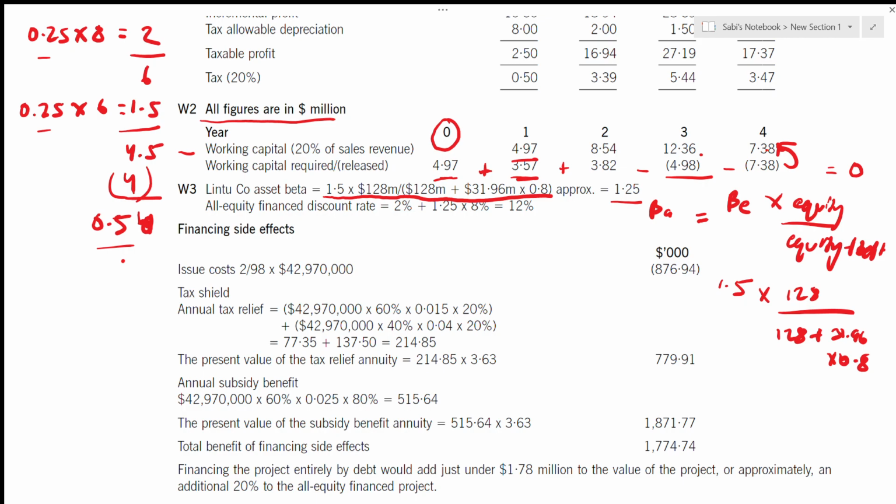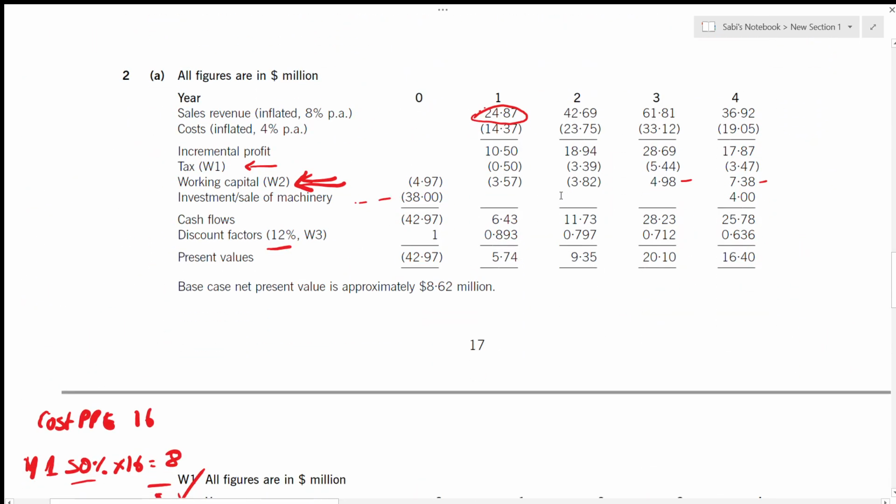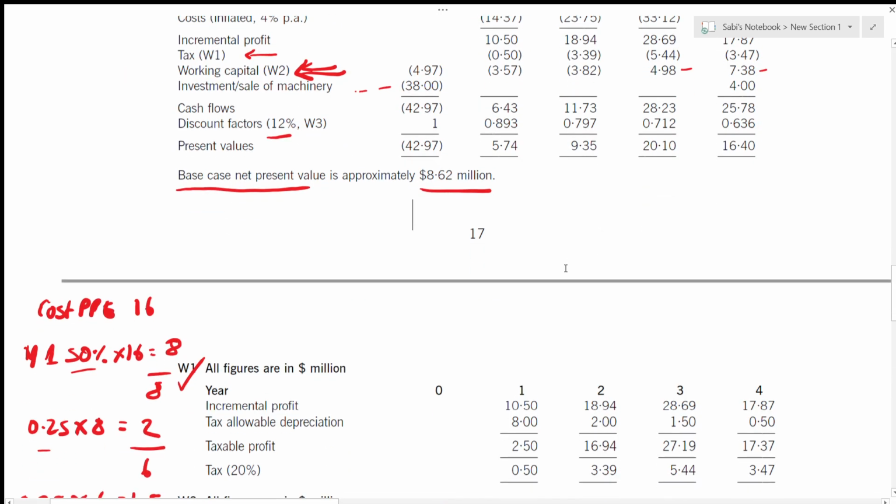So that's why that 1.25 into 8%, because market risk premium is 8%, and 2% because risk free rate is 2%, the government yield. And then you are getting 12%, which is your cost of equity. Here you have used 12%. Just check. And then you are getting the present value, and when you add up your present values, the base case net present value is 8.62 million. It's a positive figure. Before you were getting negative 1.62. Now you are getting positive. So base case net present value has been done.